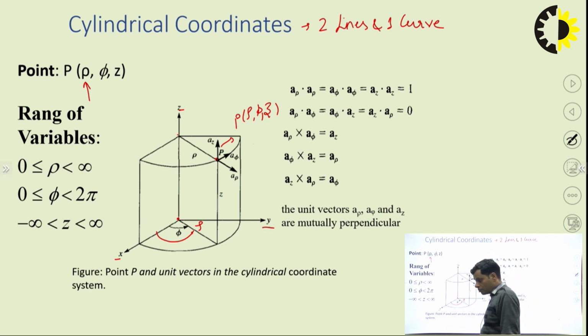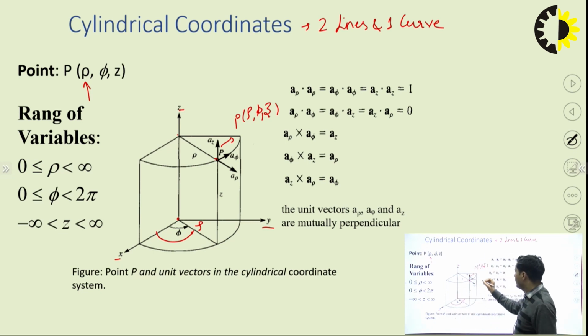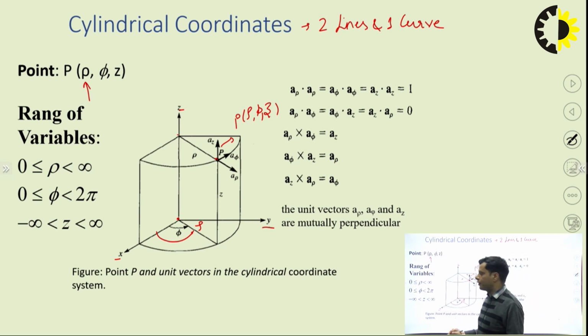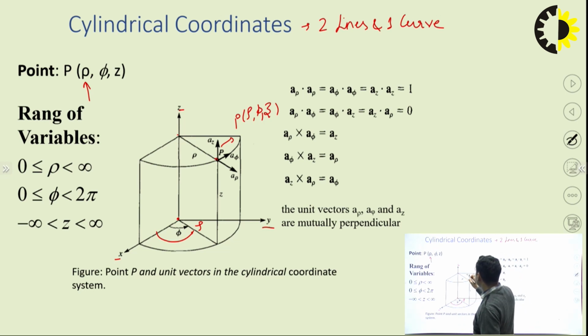Next, after that point, we draw its unit vectors. Unit vector means the direction of the component we are showing. This is the z component, so in this direction we get the az unit vector. This one is rho, so in this direction we get the unit vector a rho, and this also forms a part of phi, so in this direction we get the a phi unit vector.